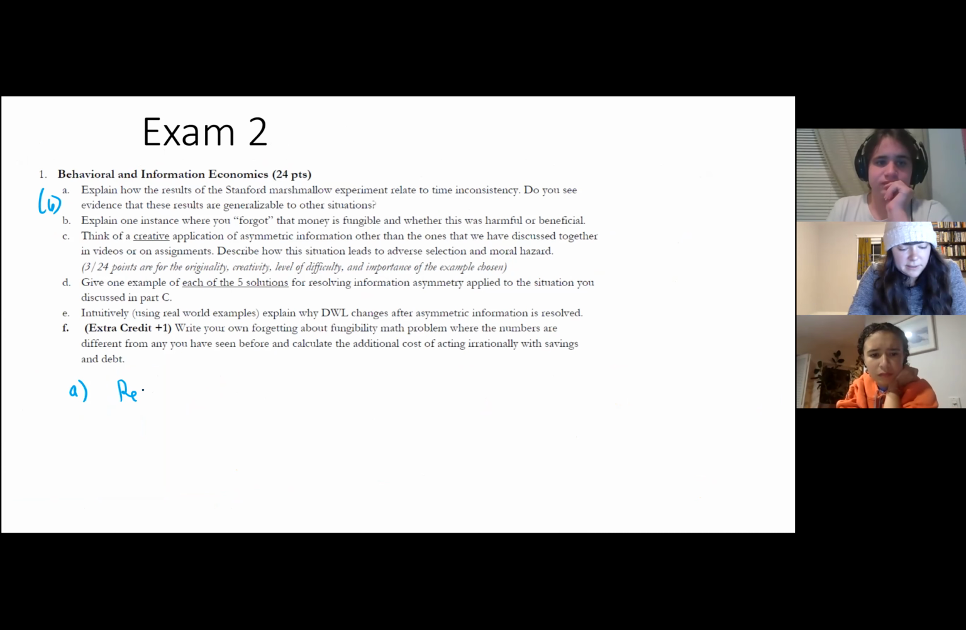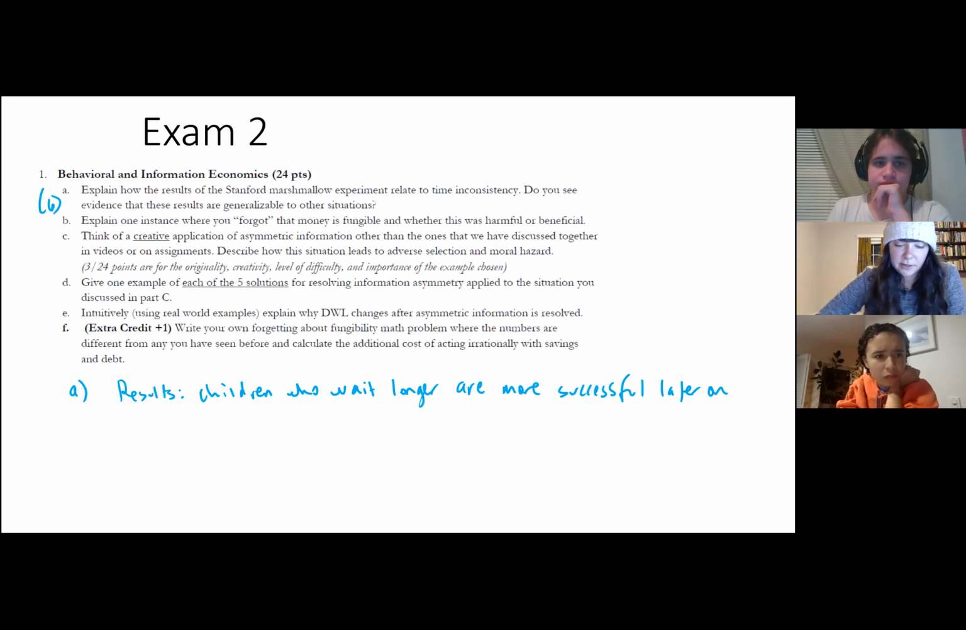So the results are that children who wait longer do better in life. Better as defined by the authors. They are more successful later on. They earn more money, they score better on tests. Basically how patient you are as a kid is a good predictor. A lot of people just described what happened in the video, but they didn't really talk about the results of the study.